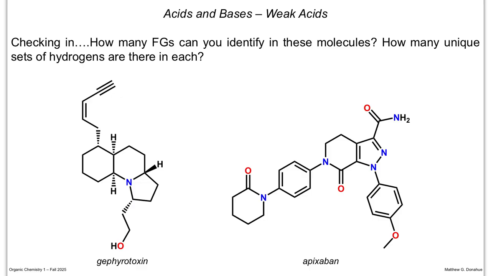So as I said, the functional groups that we've learned so far are all weak acids. And so to deprotonate them, we need strong bases. And there's a lot of different bases that we'll learn, and so we sort of match them appropriately. But what I've shown on this slide are two molecules, gifritoxin, that natural product, and apixaban, which is a prescription drug.